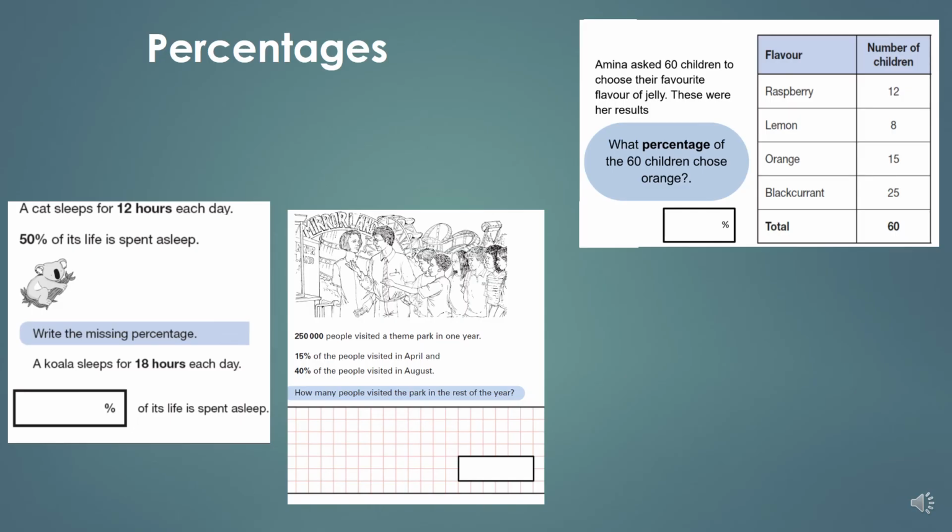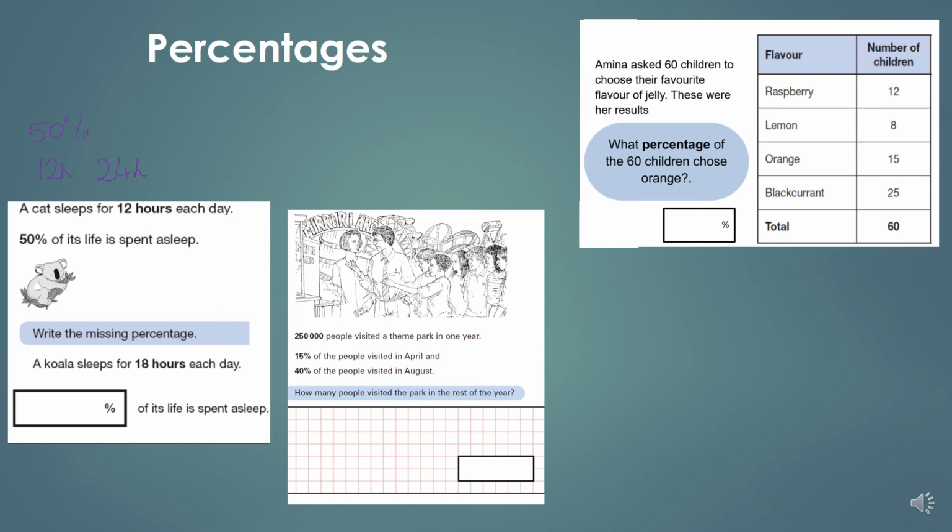Okay, the questions we're going to look at this time are problems involving percentages. Okay, a cat sleeps for 12 hours each day, and that is 50% of its life spent sleeping. Now, 12 hours is half of our day, because our day is 24 hours. And percentage is always out of 100, and half of 100 is 50%.